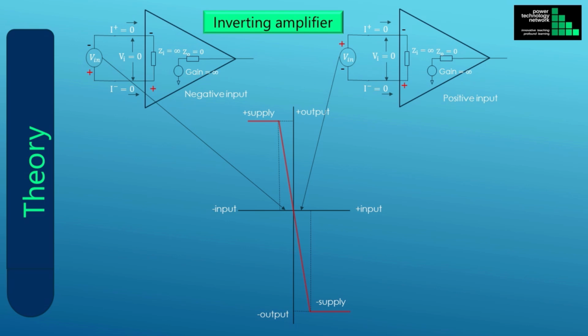The gradient of the curve is the gain. In this case, the gradient is negative. This is because the gradient is given by the change in the output voltage, divided by the change in the input voltage. And the change in the output voltage is negative, because it runs from a positive supply voltage, down to a negative supply voltage.